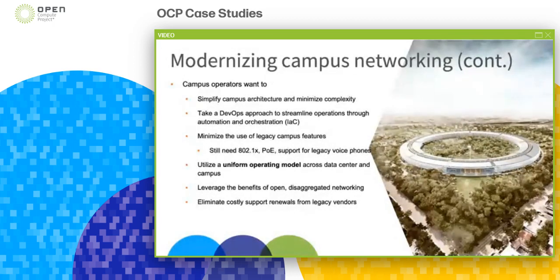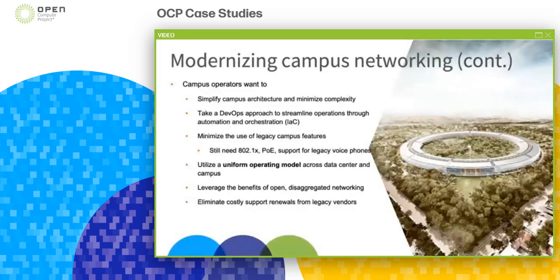Creating this type of uniform operating model across both data center and campus helps reduce operational complexity and, of course, costs. So this then naturally opens up the door to the same approach that has been used for data center networks and to leverage the benefits of open, disaggregated networking.